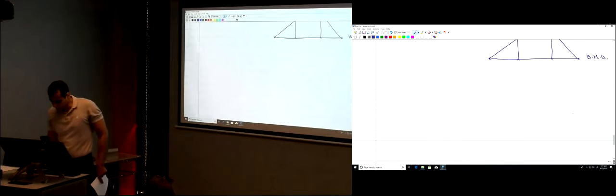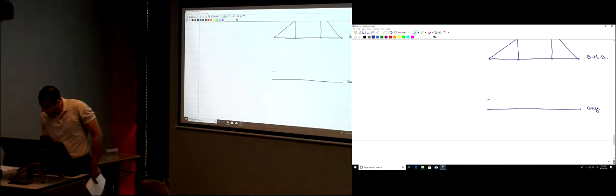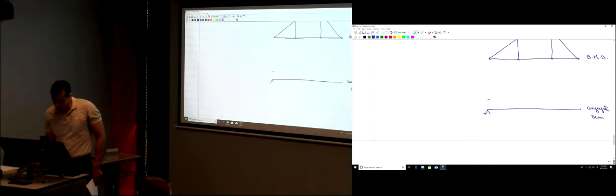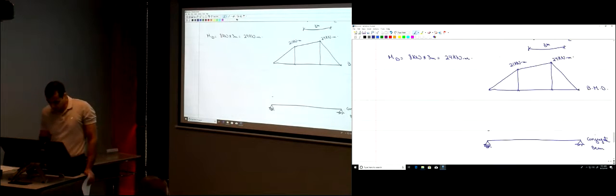So the conjugate beam, so now this is the conjugate beam. On the left end, we have an end roller support, so that remains the same. At the right end, we have a pin support that remains the same. And then we have those loads. The bending moment is the load.